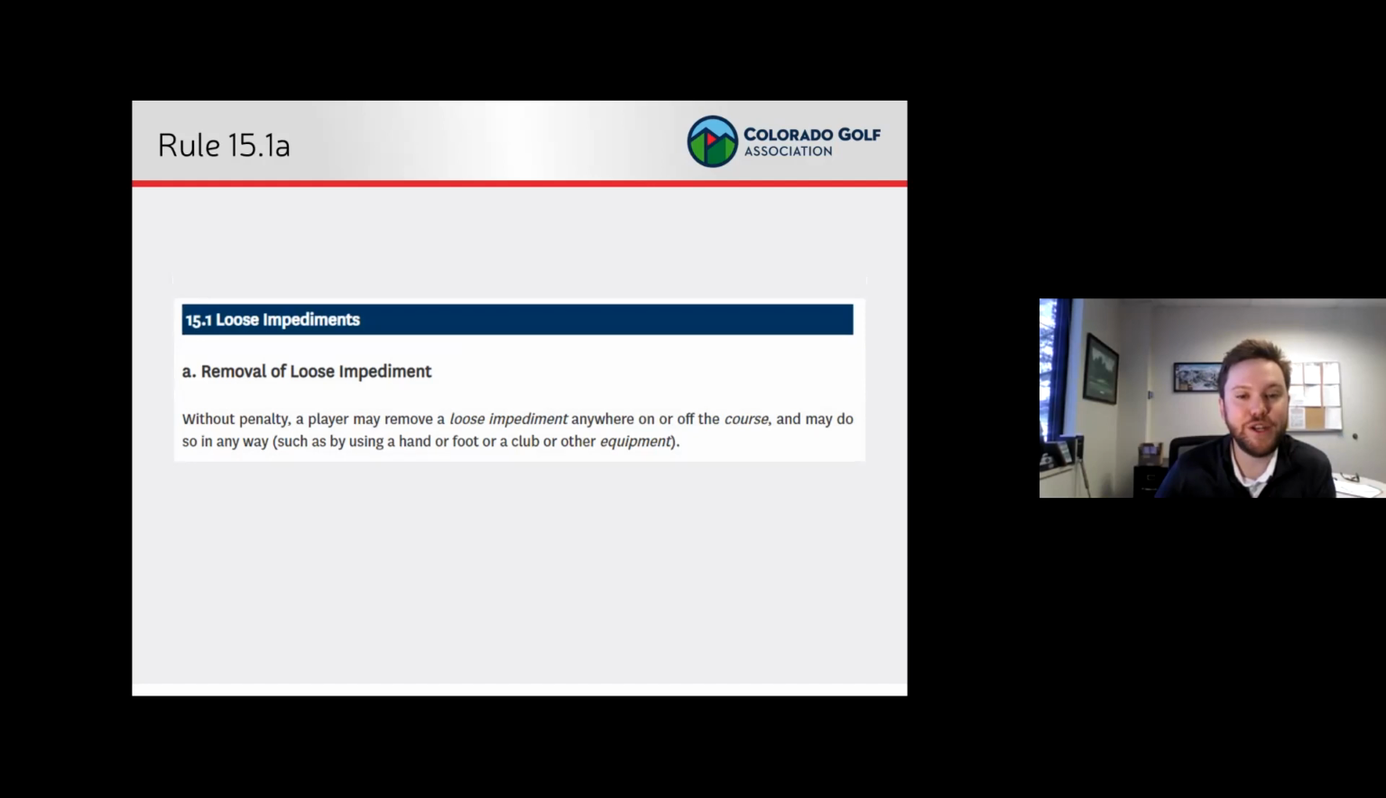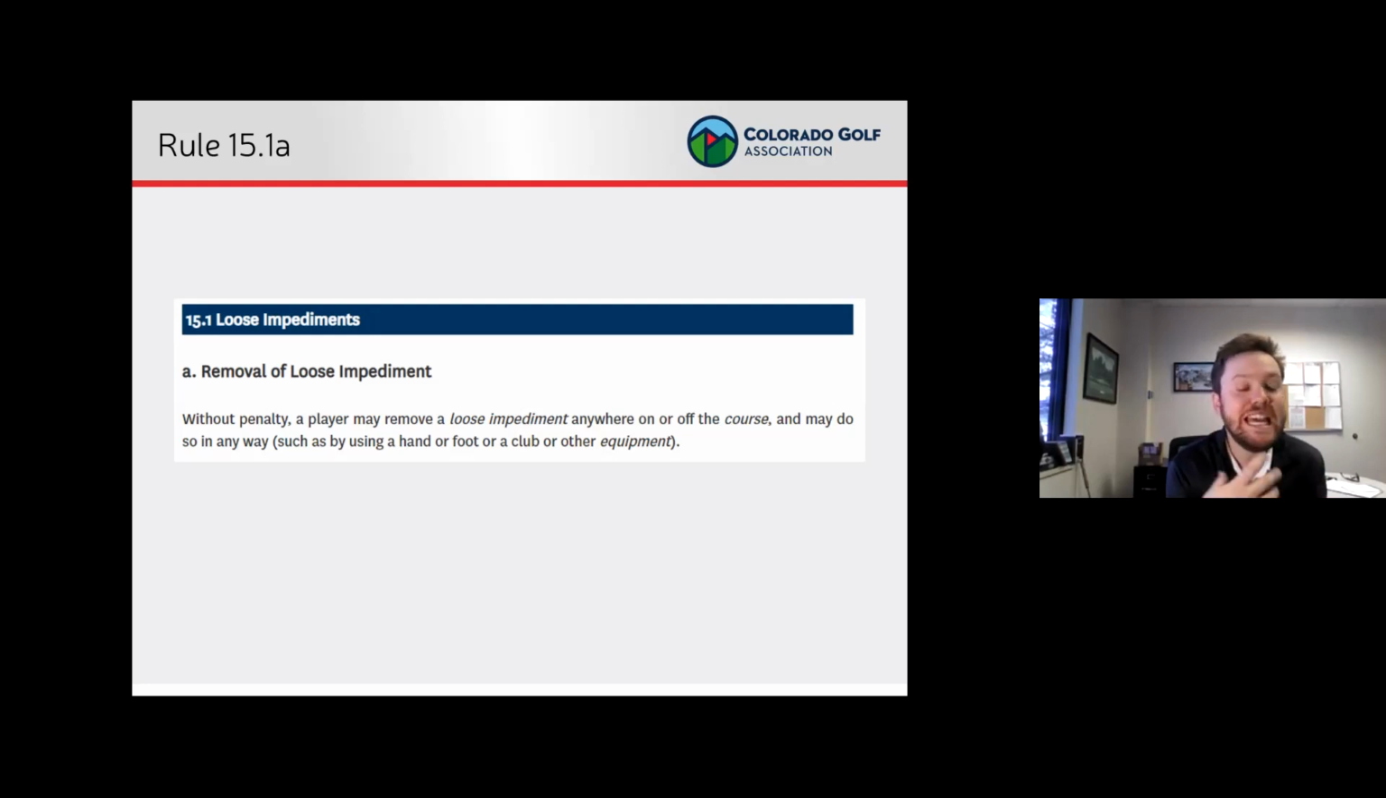So here it identifies, even if it's out of bounds, and let's say you're standing out of bounds and there's a loose impediment there, you can move it out of the way. We'll see the same with movable obstruction, but on the course, off the course, you can move it. Totally fine. We're going to see later what happens if it causes your ball to move. That's the important thing. But here, again, blanket statement, and we kind of covered this a little bit in Rule 12 with bunkers, anywhere on or off the course.